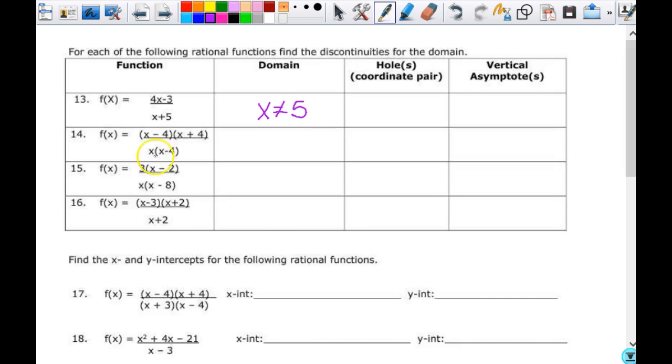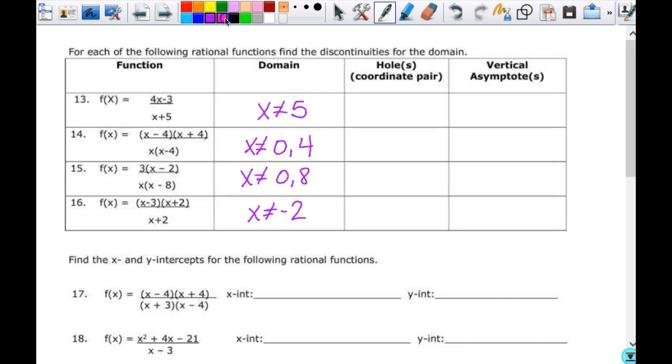And for 14, x cannot be equal to 0 or 4. For number 15, x cannot be equal to 0 or 8. And for 16, x cannot be equal to -2. Okay, so the domain is the only thing you do before you reduce.